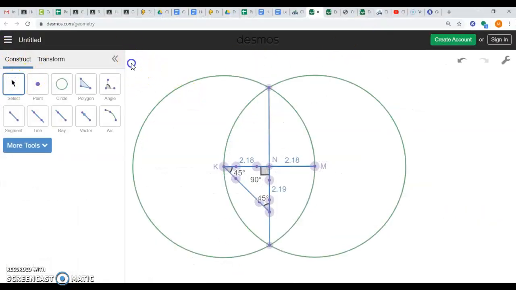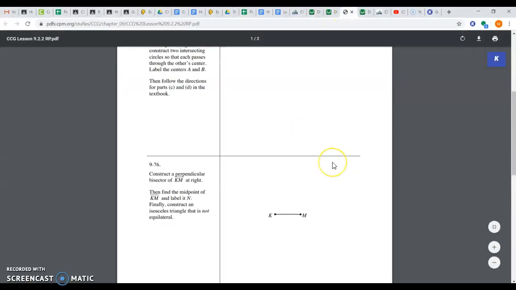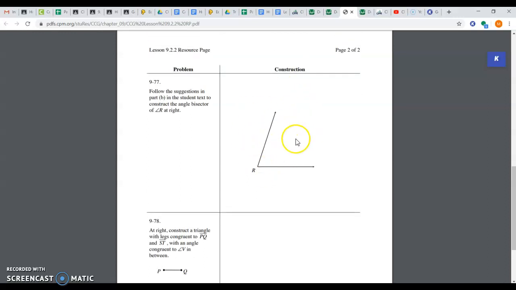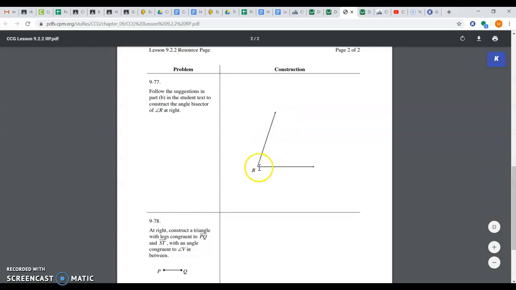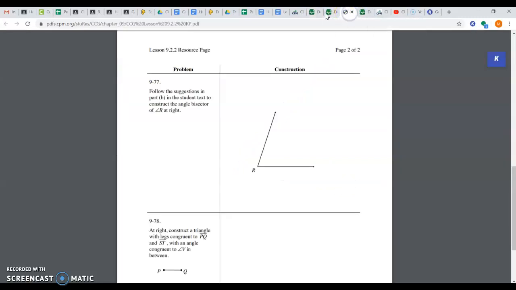I'm going to delete what's on my Desmos here. Let's take a look at what that angle looks like. We'll try to create something similar to it. It doesn't have to be perfect. All right, that's what angle R looks like. It's just two rays starting at R going out. And so I'm going to try to create that here. Click ray and create something that looks like this. It's close enough. It doesn't have to be perfect.